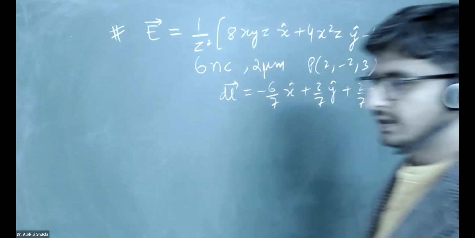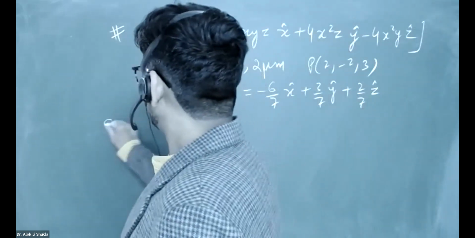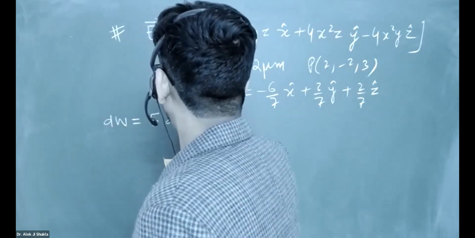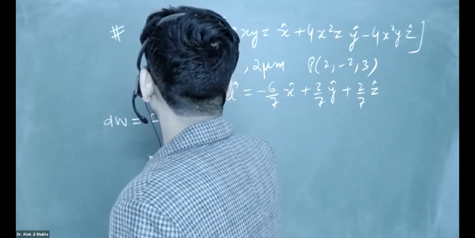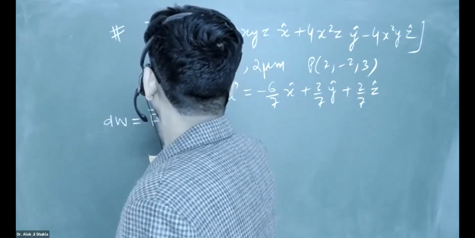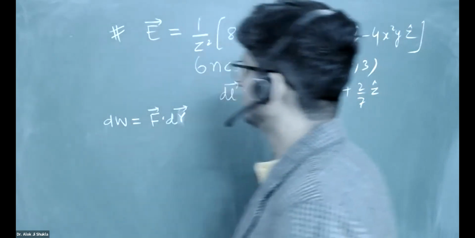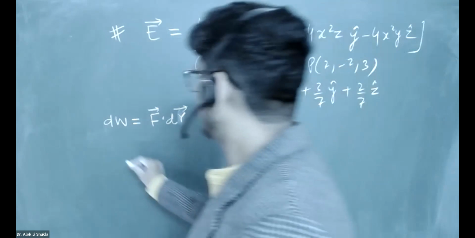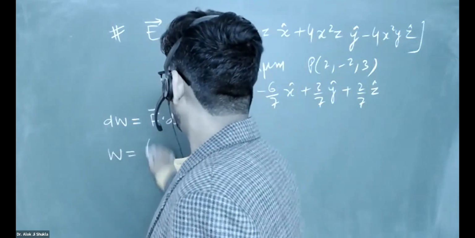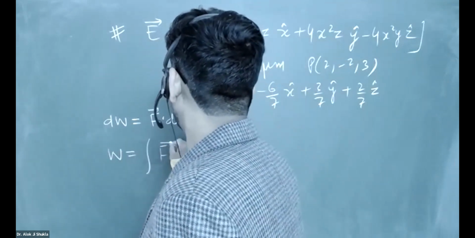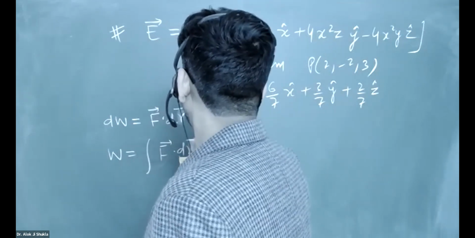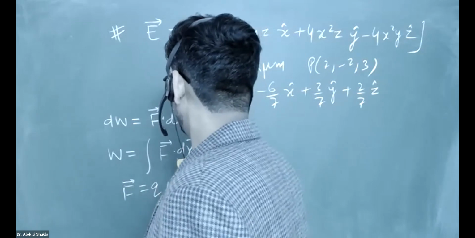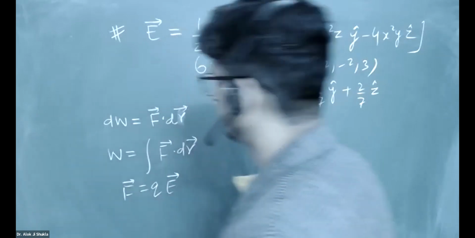So it is obvious that small work done will be force into small displacement. This is small work done, yes or no? And total work done that you need to calculate will be given by integral F dot dr. And obviously F will be given by q into electric field. This is the whole idea.